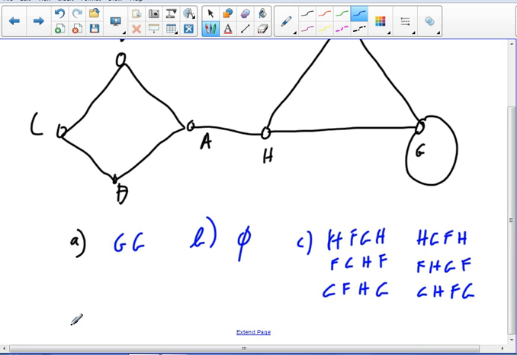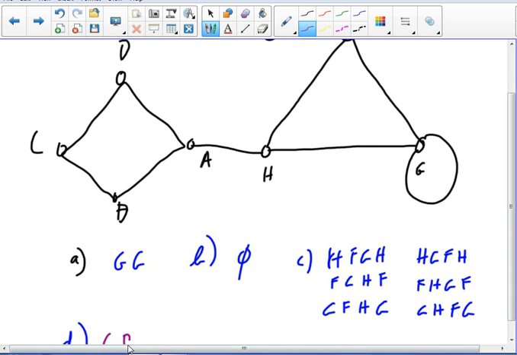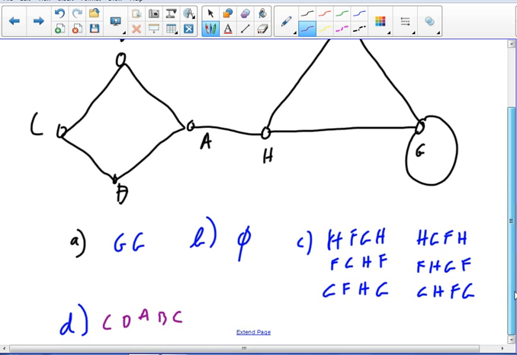All the circuits of length 4. A, B, C, D. Okay, all the circuits of length 4. So C, D, A, B, C. And all the other guys, right? So I could have 4 combinations of them. 8 combinations because I can go both ways. Okay, so should I put all 8 down? Plus 7 more.